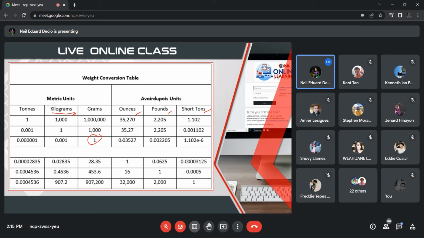And then a gram is also equal to 0.002205 pounds. And then yung short tons natin to a gram is naka-scientific notation which is 1.102 times 10 raised to negative 6. So ang dami ng zero. 0.000001102. Okay? So that is it.